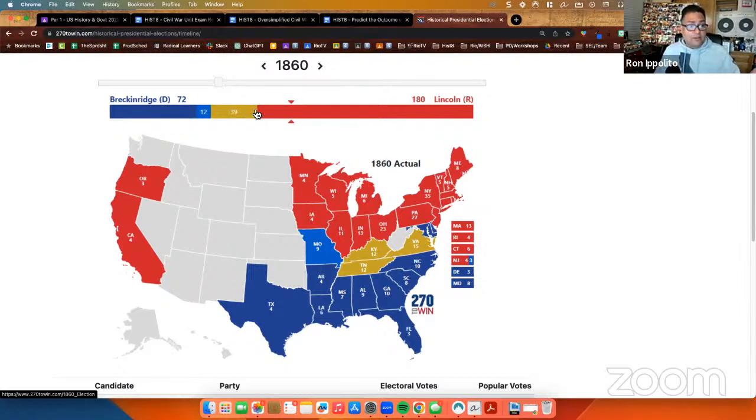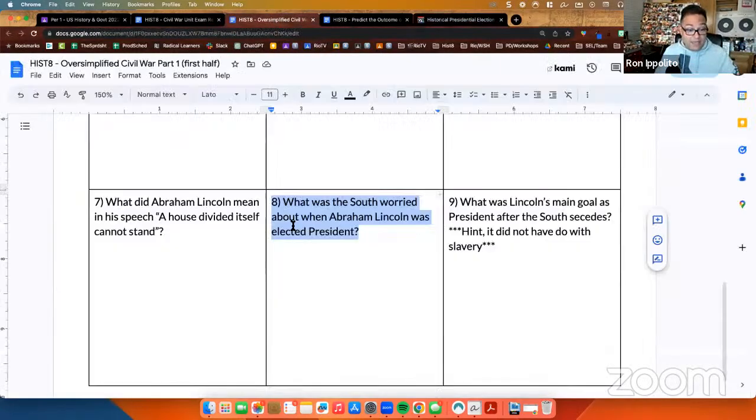So anyway, getting back to it, because I want to eventually jump back into the exam review. This was the election of 1860. Lincoln won big, and Lincoln struck fear into the Southerners.